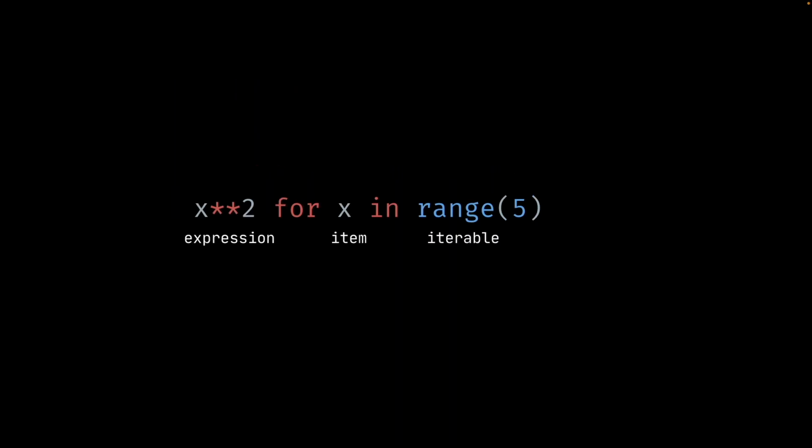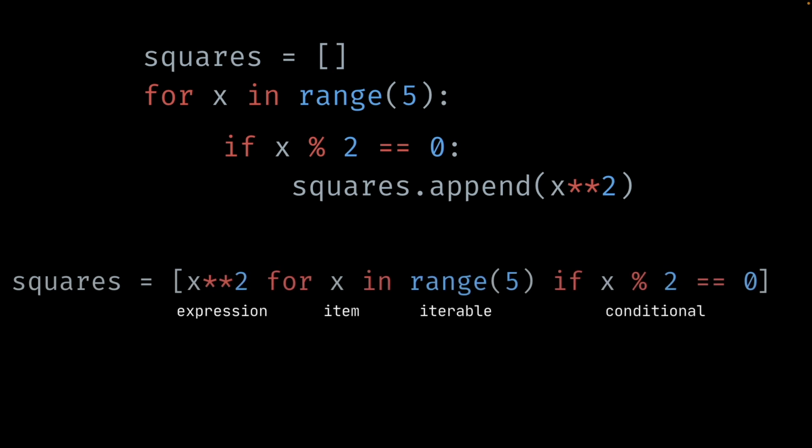Same as before, we have the expression, item, and iterable. At the end of the statement, we add the conditional. We can then enclose this in square brackets and assign a variable to this statement. These statements are now equivalent.